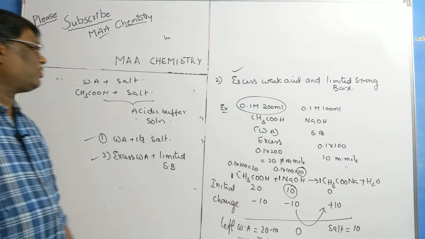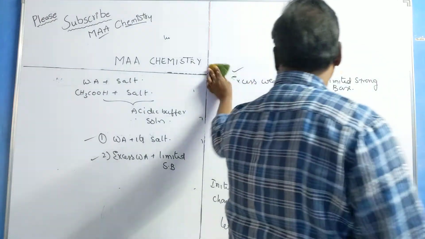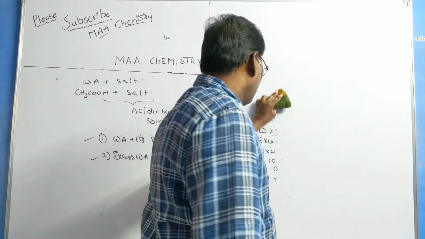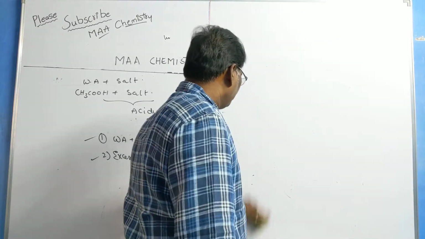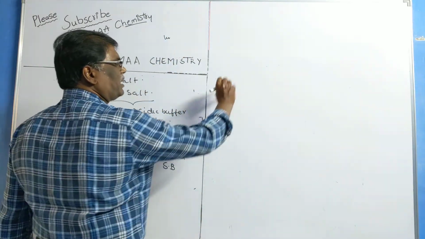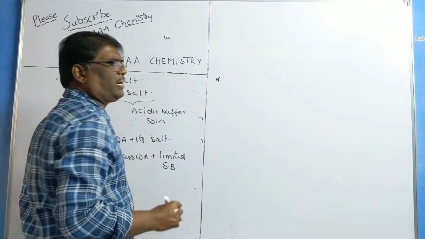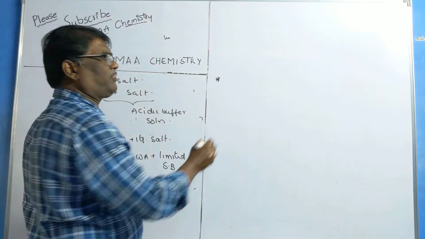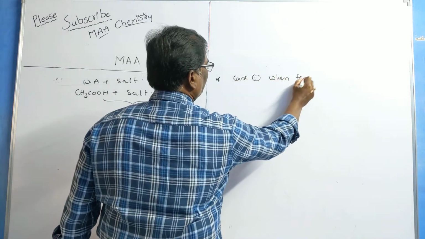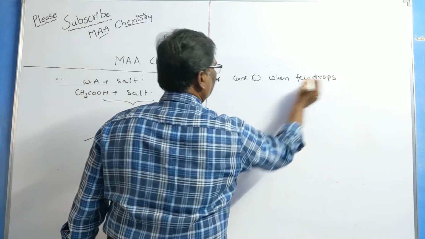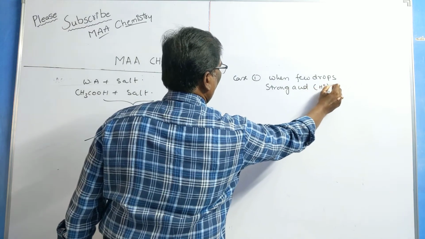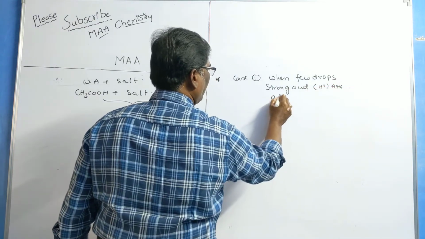Okay. Now we are going to discuss the problems based on acidic buffer solutions. For that, we have the formula that is known as the Henderson equation. Now first of all we are going to discuss how this can maintain the pH value. Let us suppose case 1. What happens when a few drops of strong acid are added?